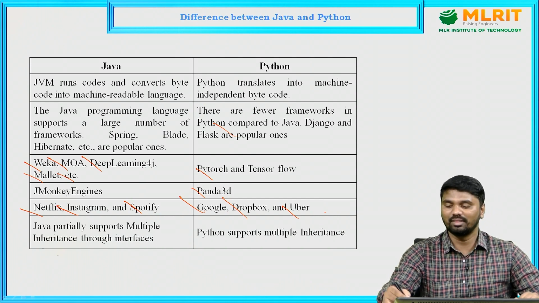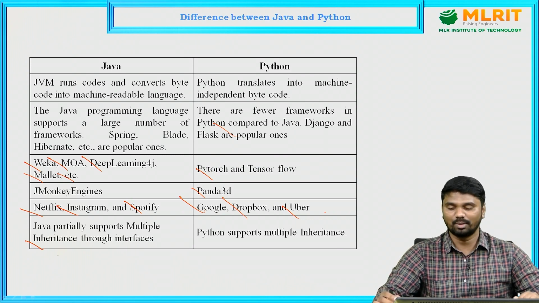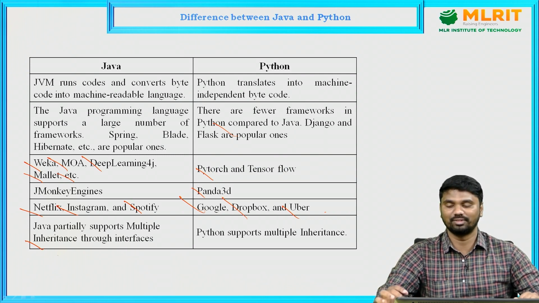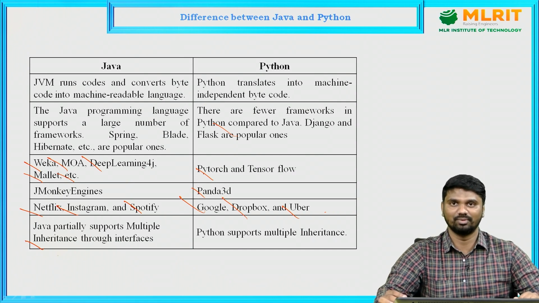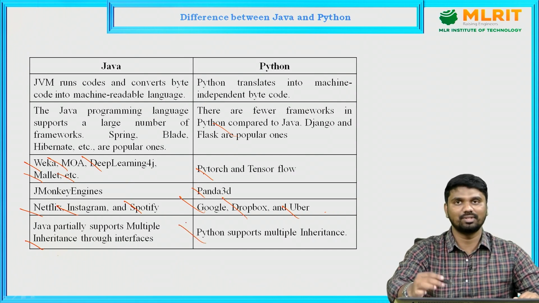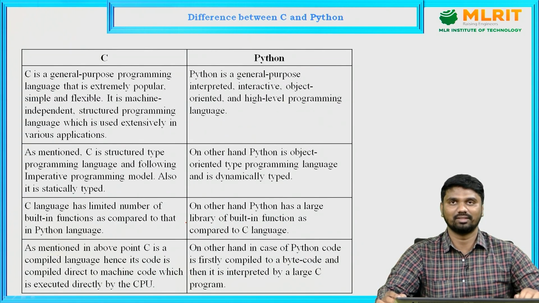Next, the main thing here is that Java partially supports multiple inheritance through interfaces. Actually Java does not support multiple inheritance directly, but through interfaces it will be supported. In Python it directly supports multiple inheritance. So that is the main difference between Java and Python.